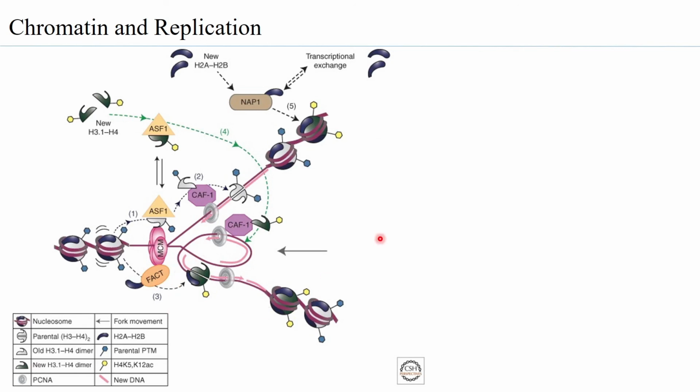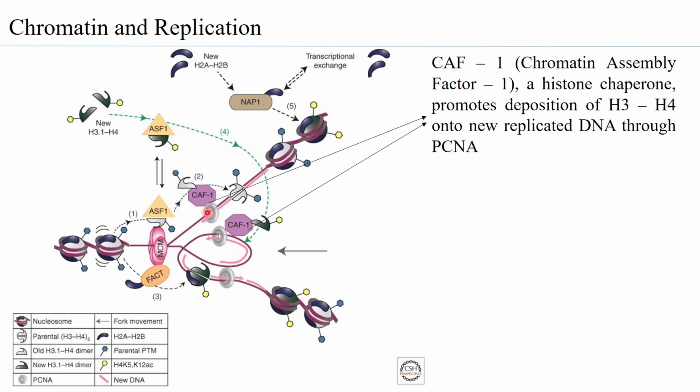For example, there is a molecule called chromatin assembly factor 1. Chromatin assembly factor 1 is able to bind to H3H4 dimers and bring them to the DNA and bind to specific regions on the DNA. So they are able to deposit H3H4 on the DNA to begin the assembly of the chromatin. Therefore, it is called chromatin assembly factor 1.